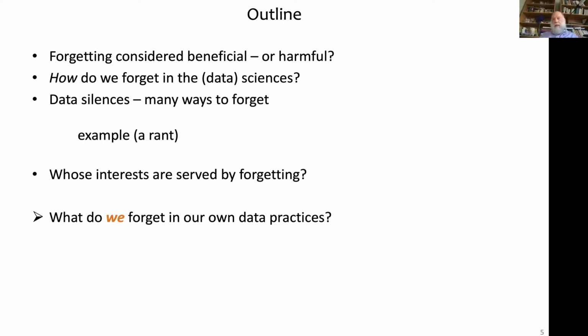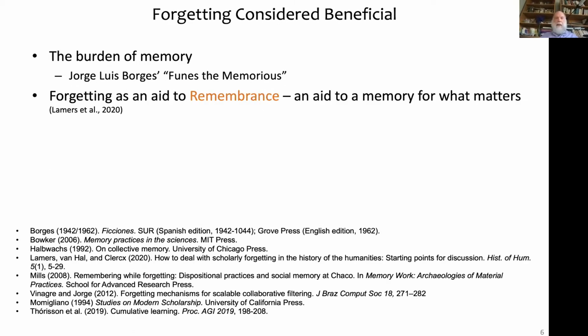And I'll do an example, which is clearly labeled as a rant. This talk began as a rant, and then I sort of packed things around it. And the rant is forgetting in machine learning and the ease with which we forget and the risks of that. And then we'll close with the awkward questions. Whose interests are served by forgetting? And how do we forget in our own data practices, and how do we feel about that?